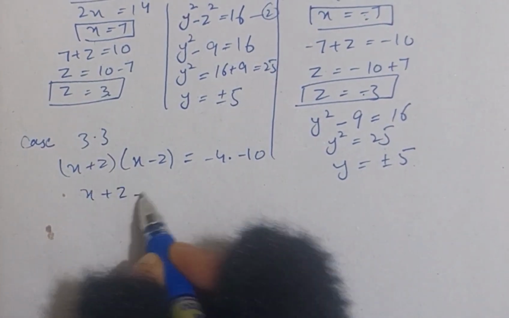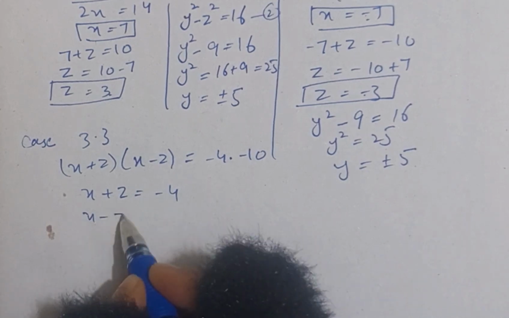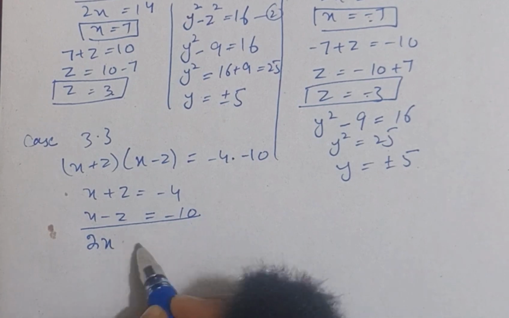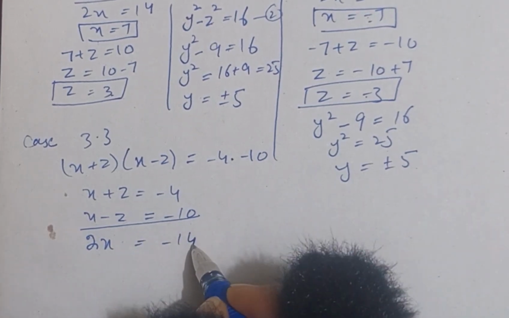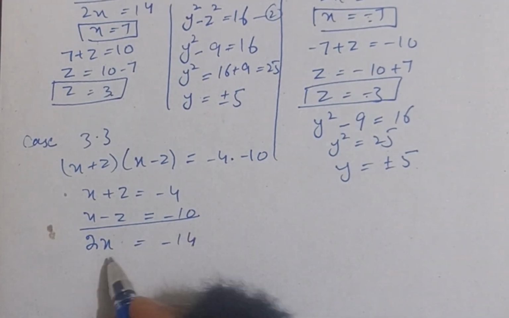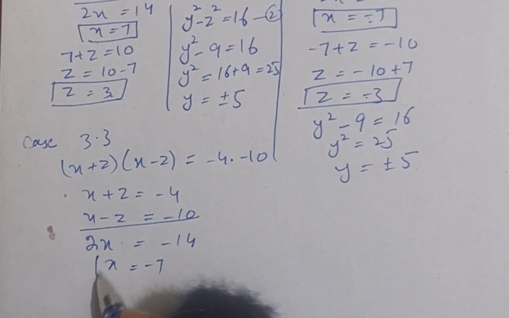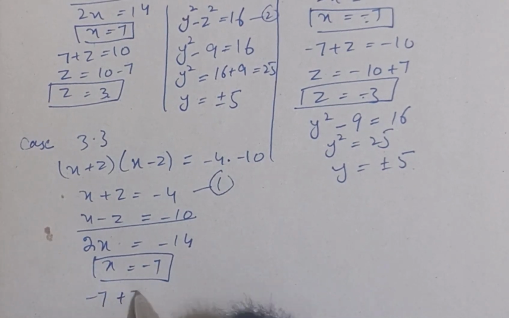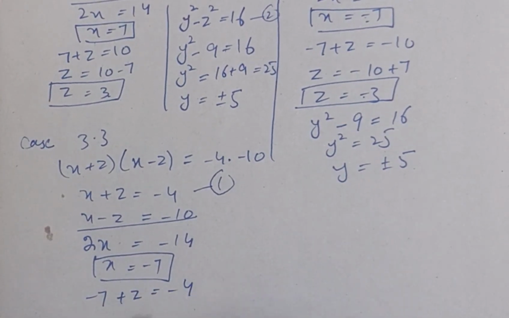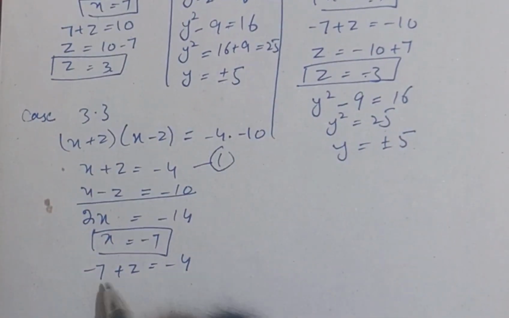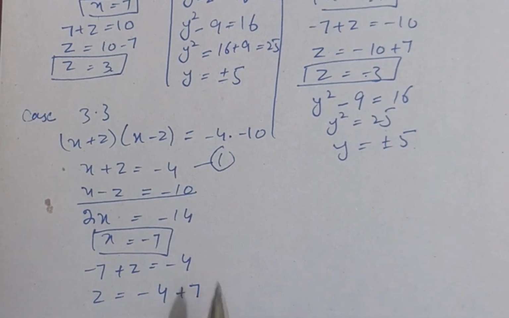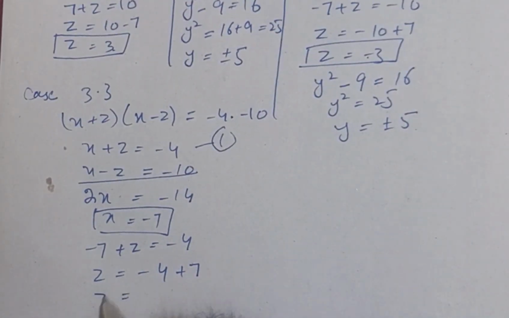Now finally look at the last case, 3.3. x plus z is equal to minus 4 and x minus z is equal to minus 10. So add these two equations. This will become 2 times x is equal to minus 14. In the next step, if we divide this equation by 2, then x is minus 7. Substitute the value in this equation, then this will become minus 7 plus z is equal to minus 4. Add 7 on both sides. So z is minus 4 plus 7, and this is equal to 3. So z is equal to 3.